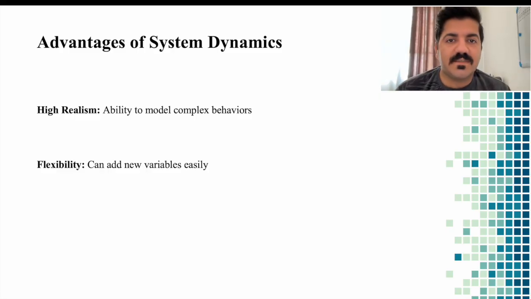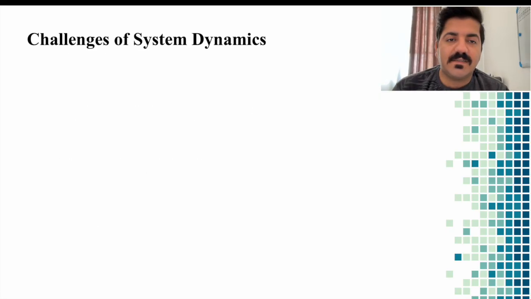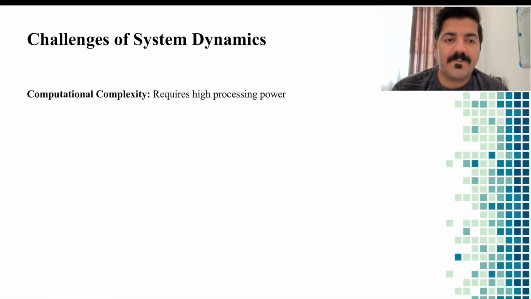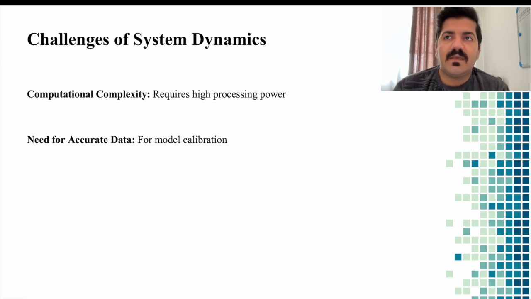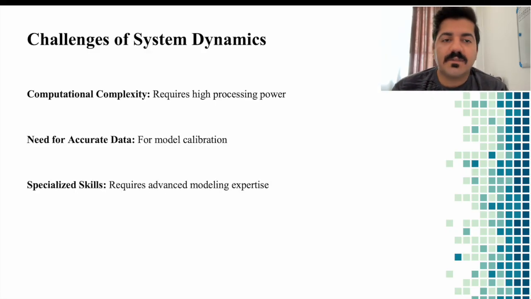The hurdles of system dynamics models. First is computational complexity. For instance, climate change simulations need supercomputers. Another is the need for accurate data for model calibration and other purposes. In other words, garbage in, garbage out. Bad data outputs a bad model and useless predictions.